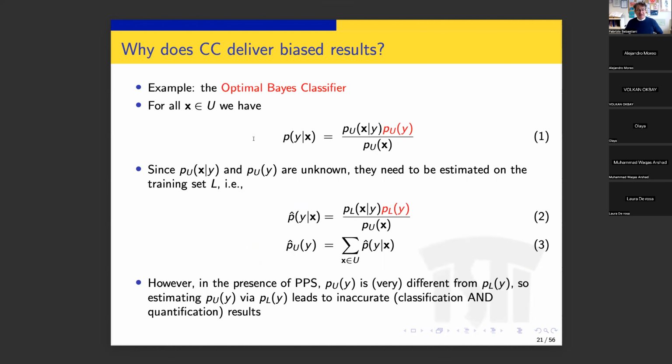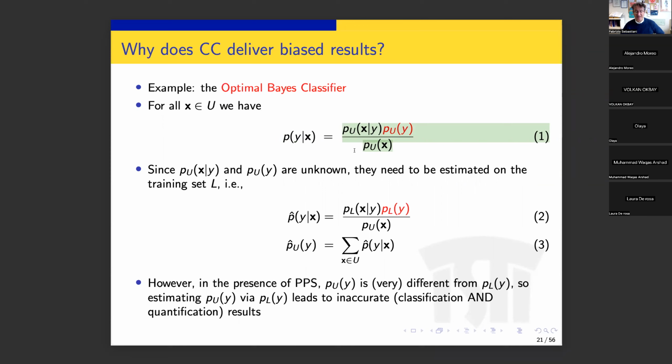So we have seen that classify and count delivers biased results. Why does it deliver biased results? Well, there are many different reasons depending on the different learning algorithms. I'm showing you here an example coming from a probabilistic classifier, and specifically from the optimal Bayes classifier, which has the mathematical form that you see in equation 1. Let's read it. Essentially, it says that the probability that item X has class Y, in order to estimate this probability, we should, just by an application of Bayes' theorem, this is equivalent to the probability in U, in the unlabeled data, of X given Y.